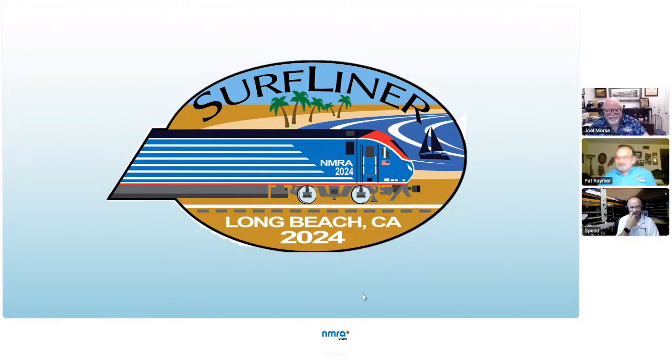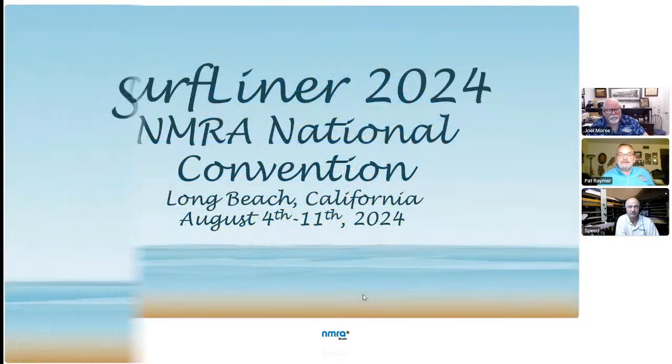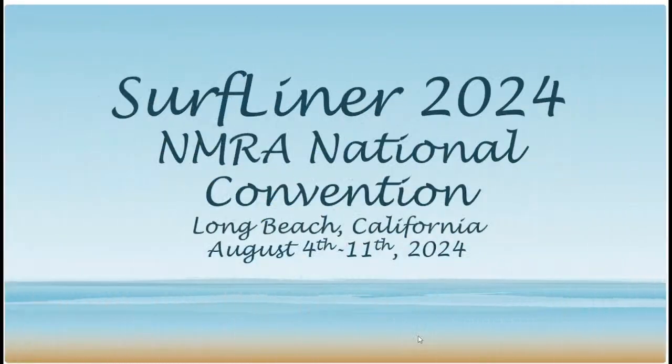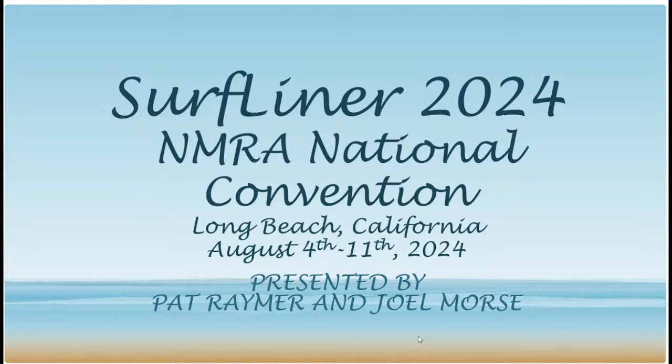That's Joel Morse. So we're going to present tonight a high-level overview of the SurfLiner 2024 NMRA National Convention that's going to be in Long Beach, August 4th through 11th. The planning of any convention is kind of a fluid and changing thing, so that's why I say high level. Anything that you see on here can be subject to change mostly. There are some things that are set in stone.